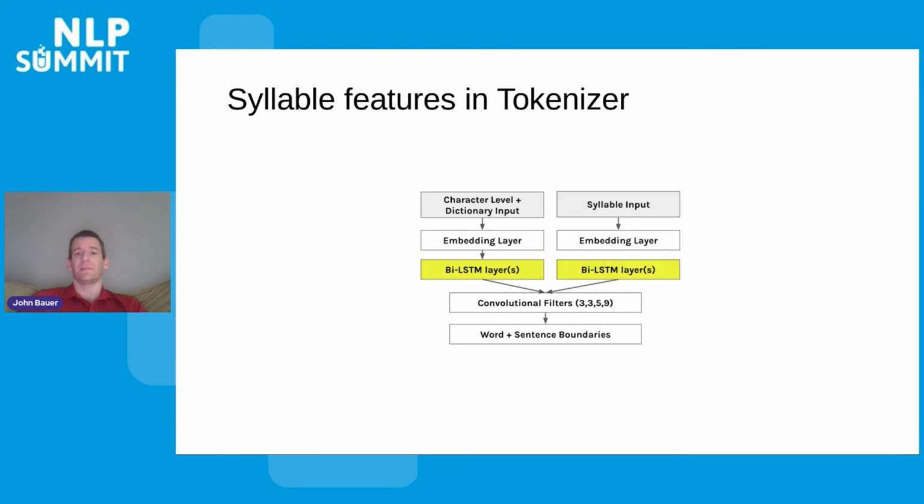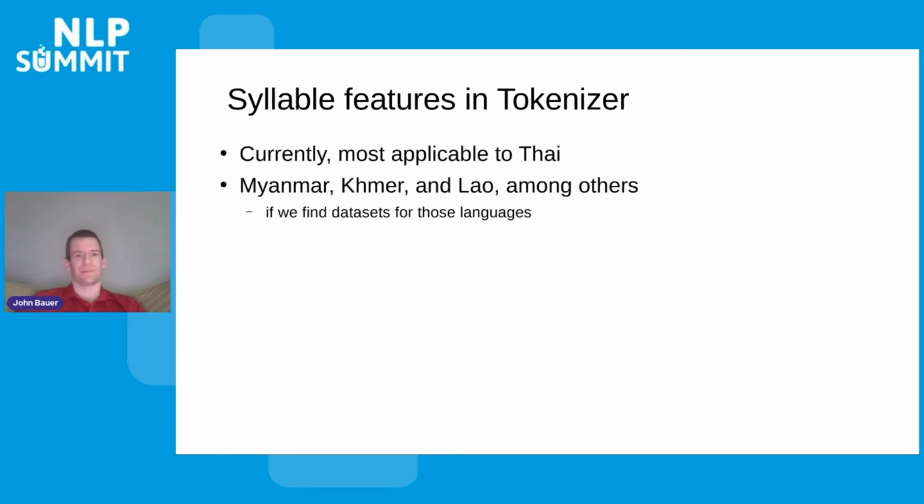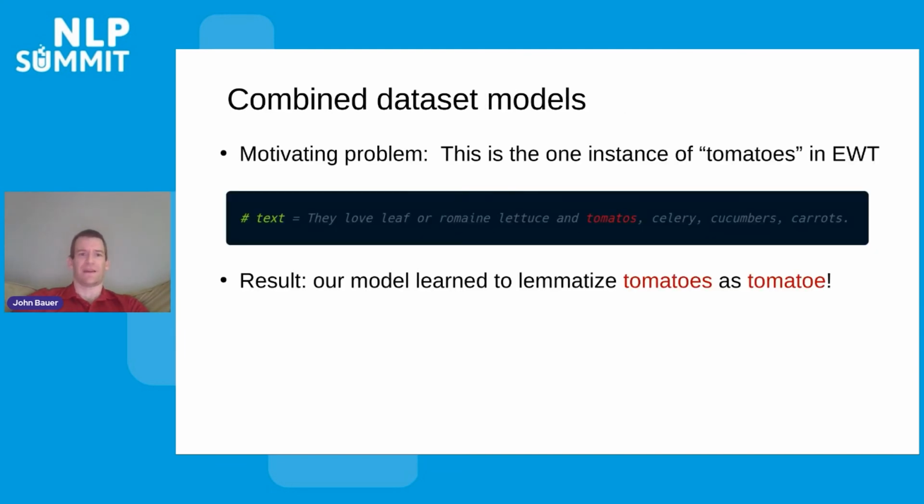Similarly, we've added syllable features. These are going to be quite useful in Thai, especially. In Chinese and Vietnamese, the syllables are extremely obvious. The characters in Chinese and the syllables in Vietnamese are white space separated. But in Thai, everything is written together as one long string of text. So this improves the accuracy once again. It'll also be useful for other languages, such as Myanmar, Khmer, or Lao, should we find those data sets. We're working on the Myanmar one right now.